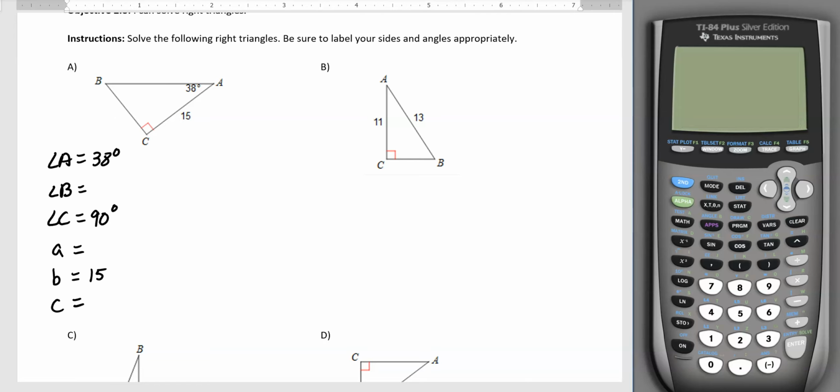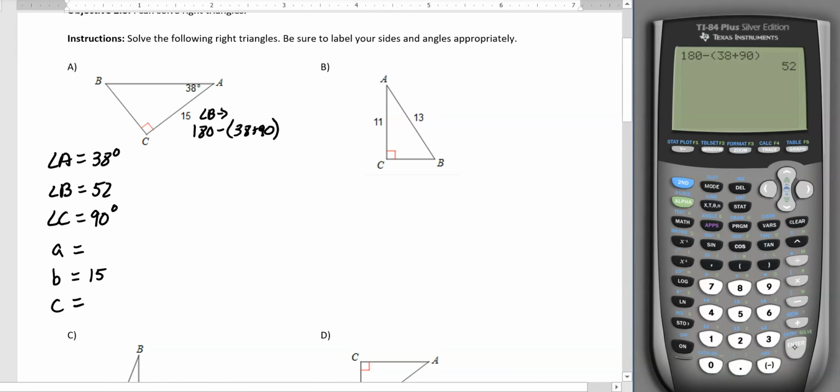Okay, so let's start by identifying the angle we're missing. Remember that for angle B, we can do 180 minus 38 plus 90, because the interior angles of a triangle have to add up to 180. So on my calculator, I'll do 180 minus parentheses 38 plus 90, close parentheses, and I get 52. So I know that angle B is 52 degrees. So now that I have all my angles, let's look at my sides.